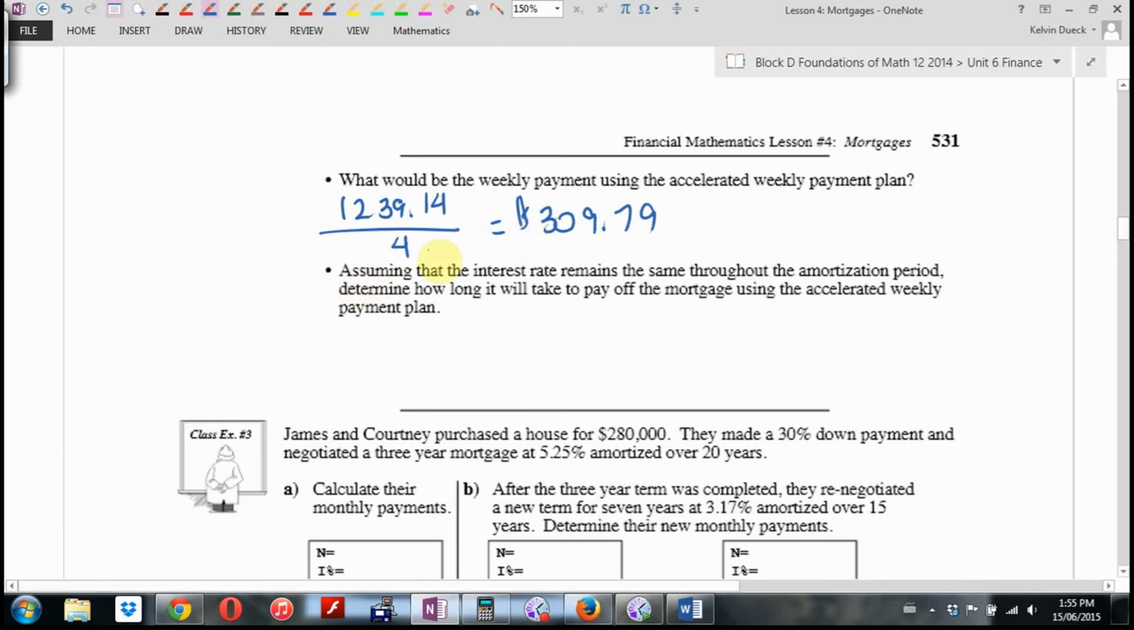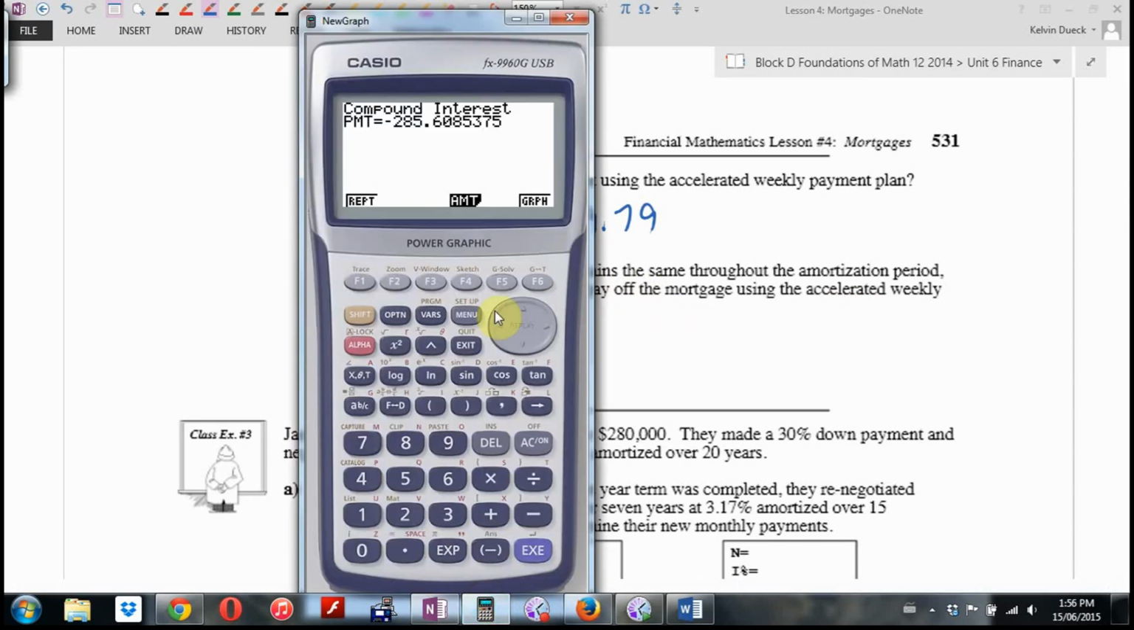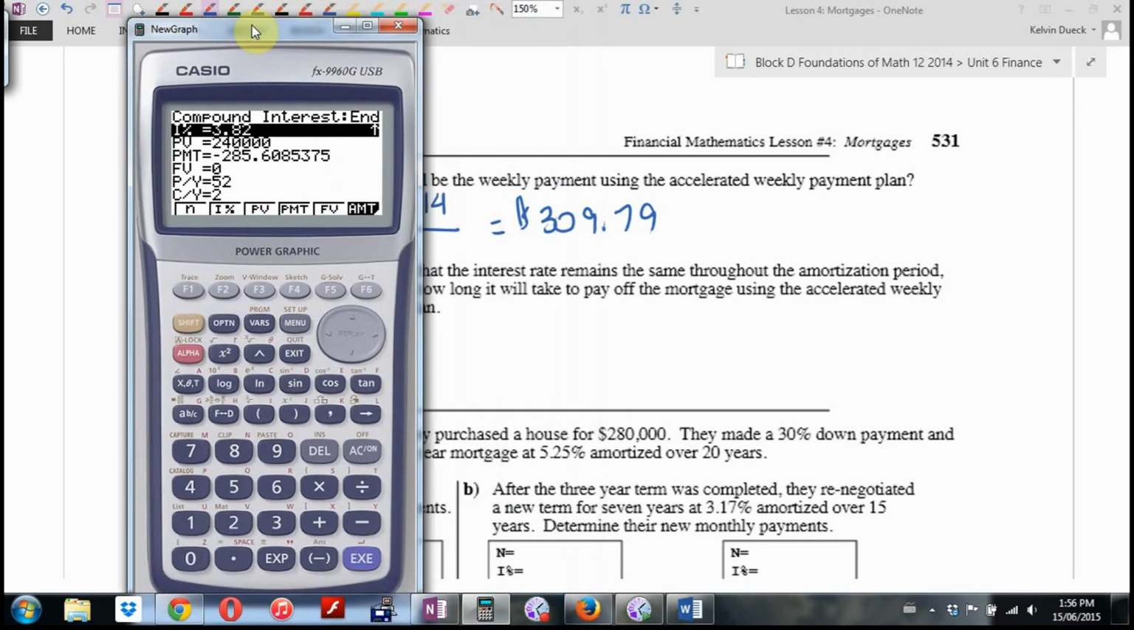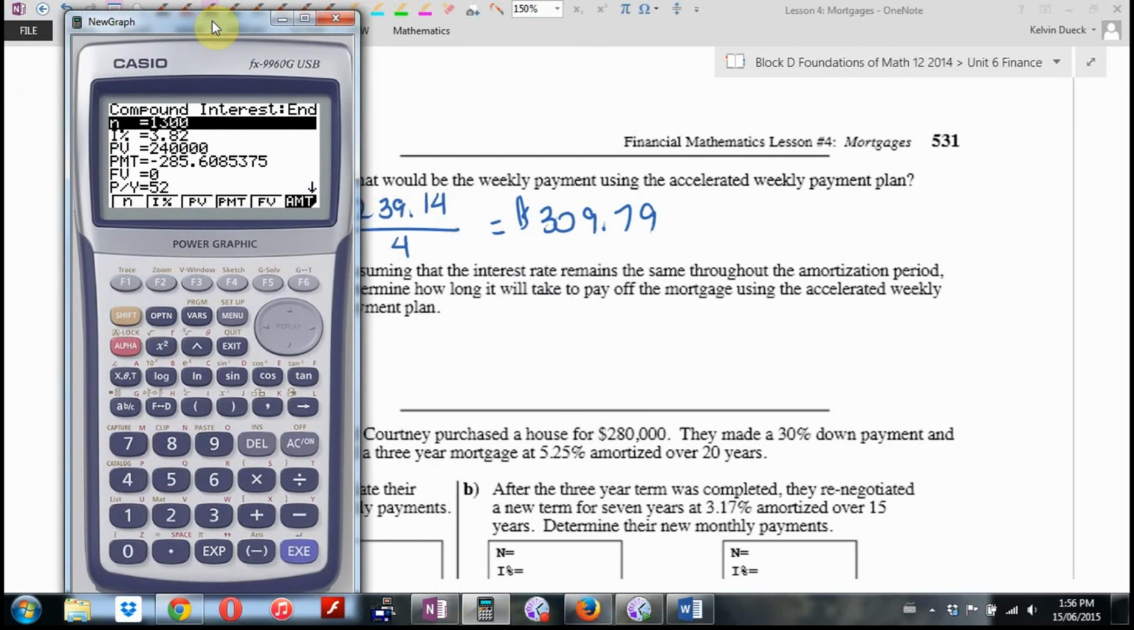For the next question, it says, if the interest rate remains the same, how long will it take to pay off the mortgage using the weekly payment plan? All right, so let's go back to our TVM solver. We're being asked to find N. I'll put a temporary 0 there. Interest rate is still 3.82. Present value, still starting out with 240,000.